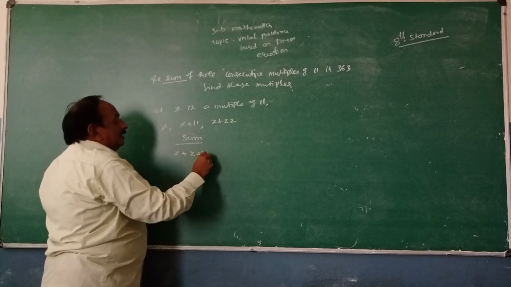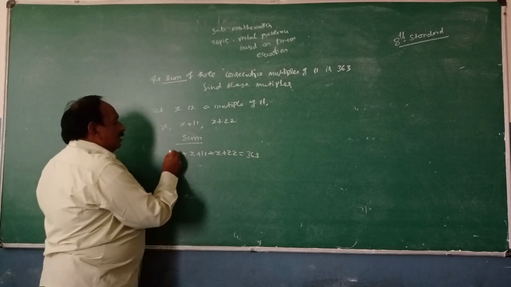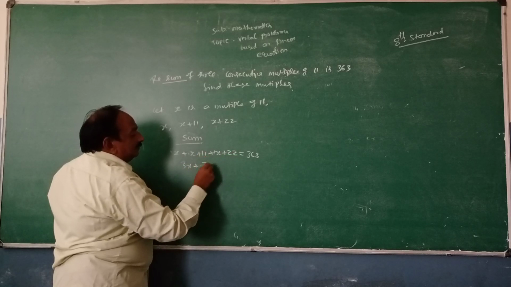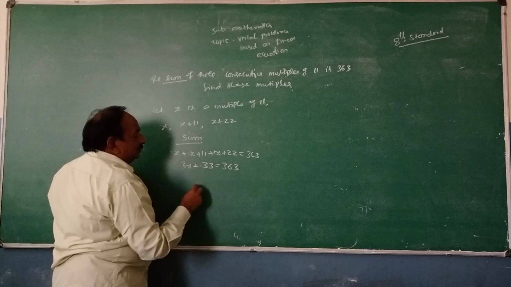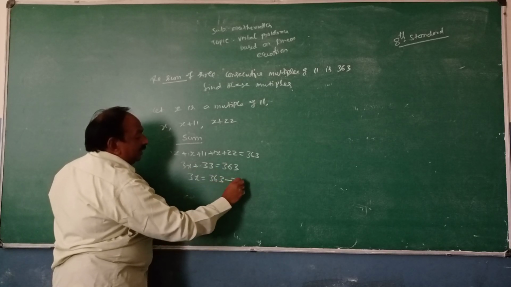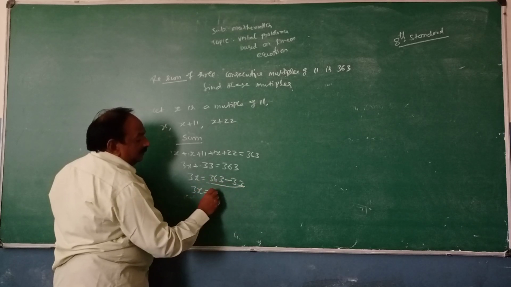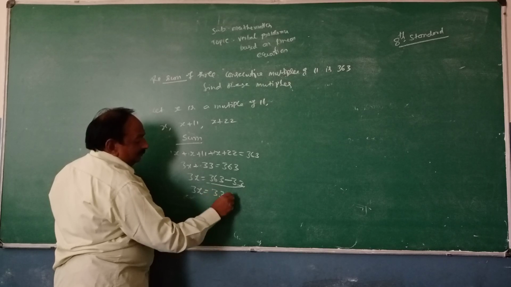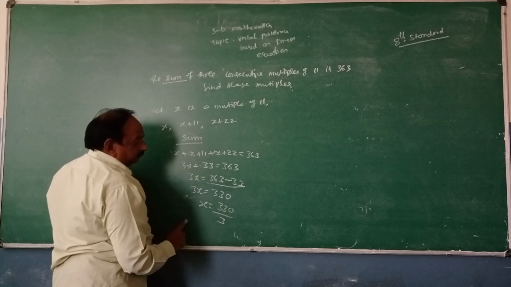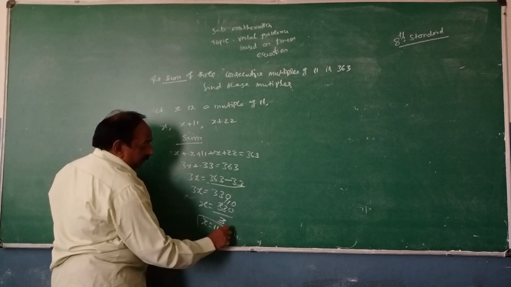x plus 11, x plus 22 is equal to 363. 1x, 3x; 22 plus 11, 33 is equal to 363. 3x is equal to 363 minus 33, because 33 comes to this side as minus 33. What do you get? 330. x is equal to 330 divided by 3. x is equal to 110.